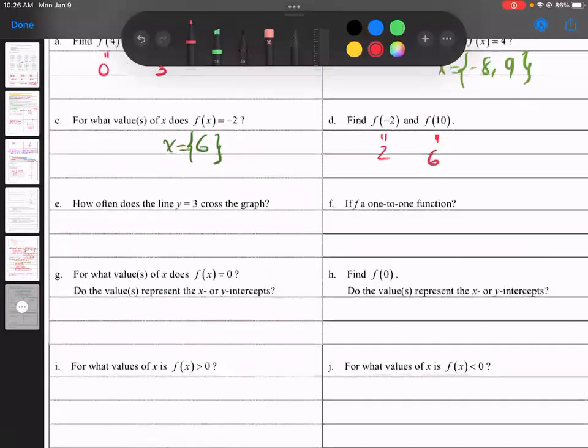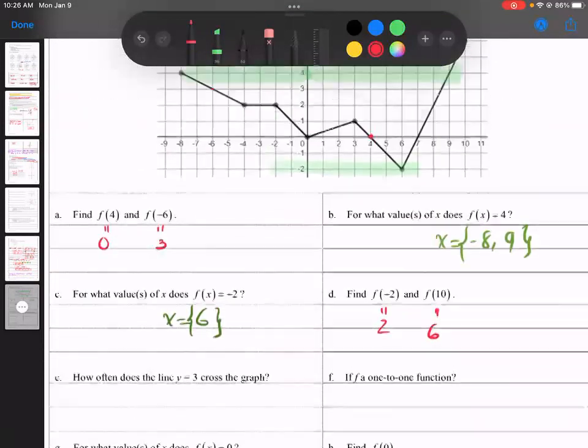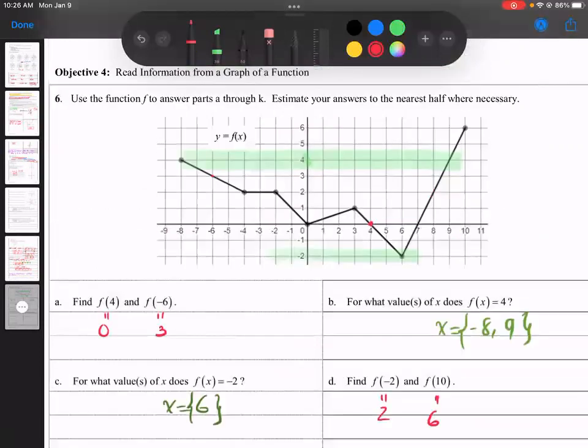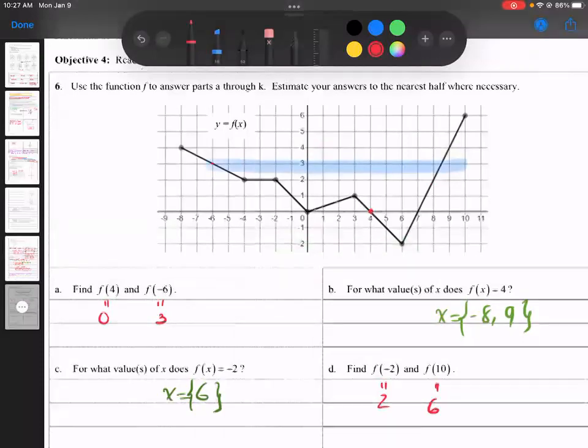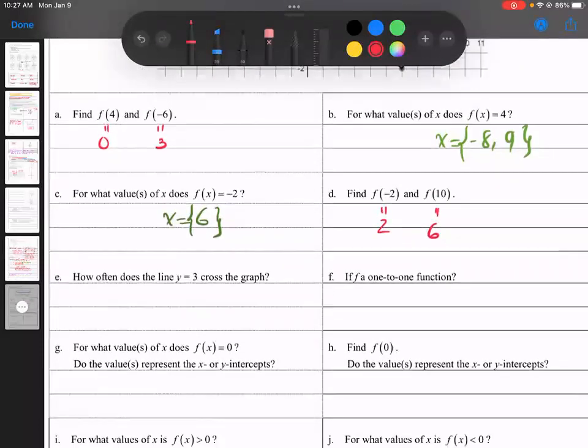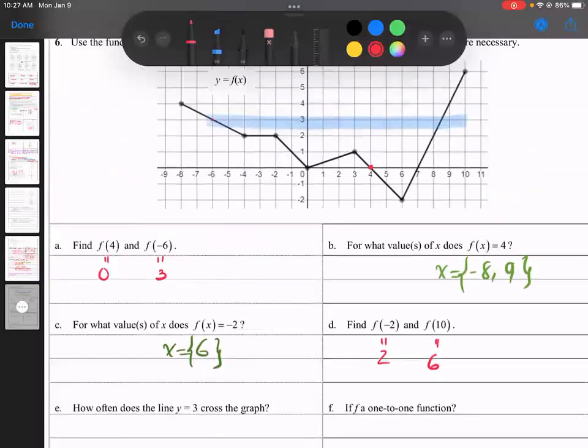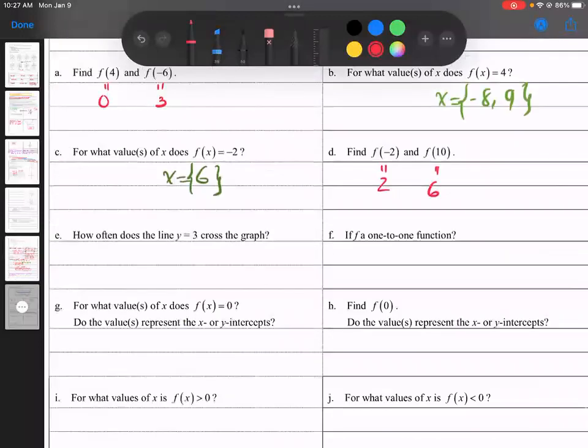How many times does the line y equal 3 cross the graph? Y equal 3 right here. Twice, right? So it crosses twice. Just say twice.